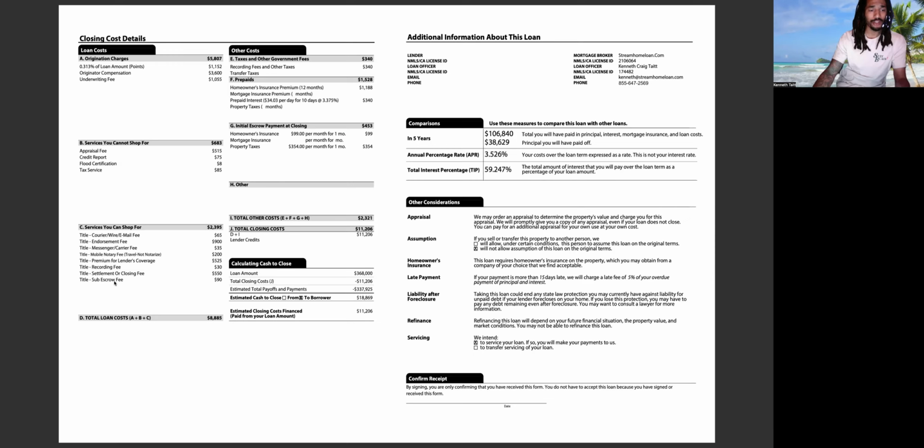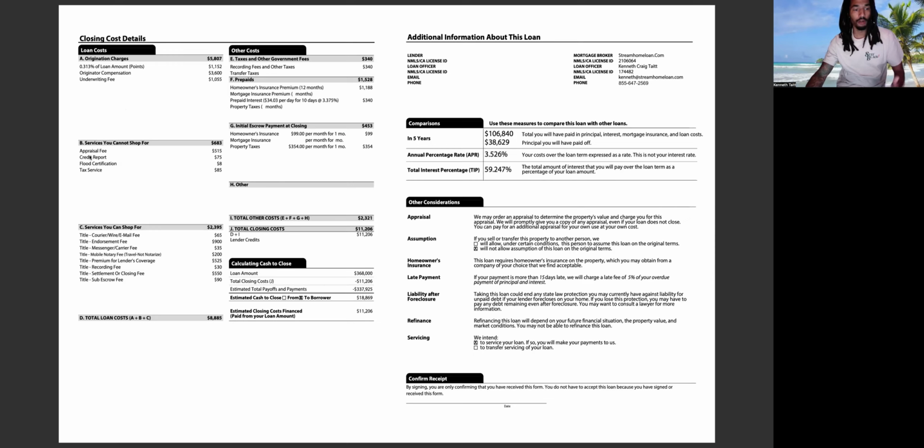Okay, and then you have the sub escrow fee. This is another fee that maybe one escrow company has, a submission to escrow fee, and maybe one escrow company doesn't charge that. So it's a nominal fee related to an individual company's processes, right? So this would really be what you would consider your closing fees, right?